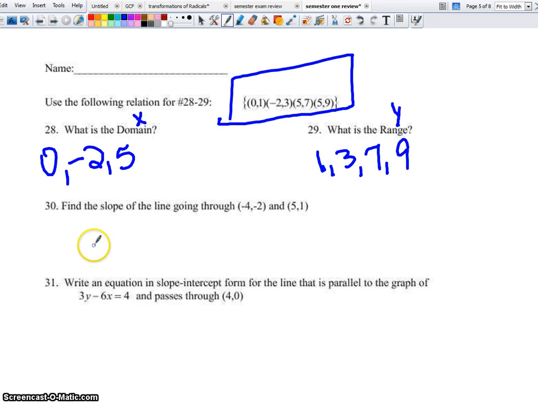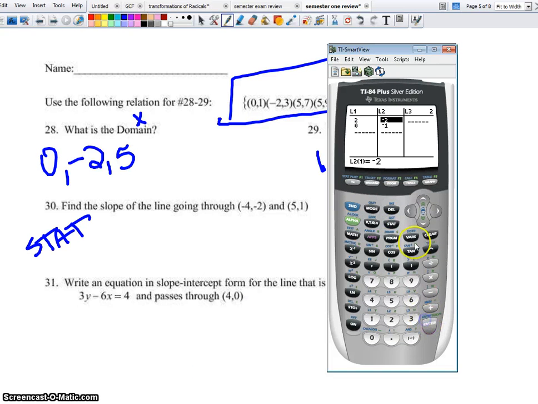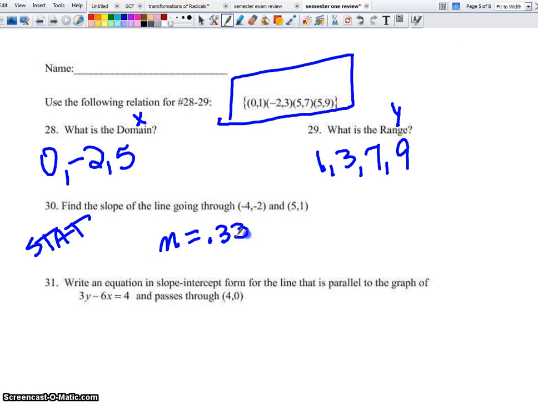Number 30, find the slope of the line going through -4, -2, and 5, 1. You use your calculator, and you're going to go to stat, edit, and you're going to put your points in. We have a -4 and a 5 for my x values. The x values both have to go on the left. And then I have a -2 and a 1 for my y values. Once you get them in, you go back to stat, over to calc, and you choose 4 for linear regression. You press enter, and the a value is your slope. So your slope, which is m, is equal to 0.33.